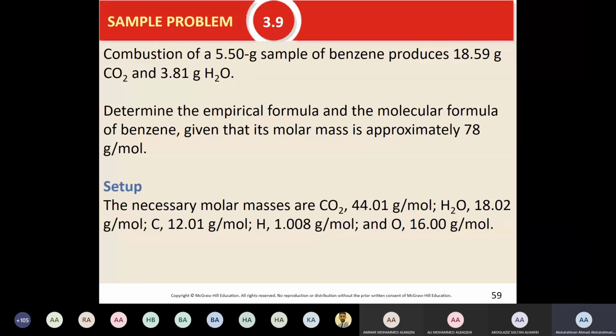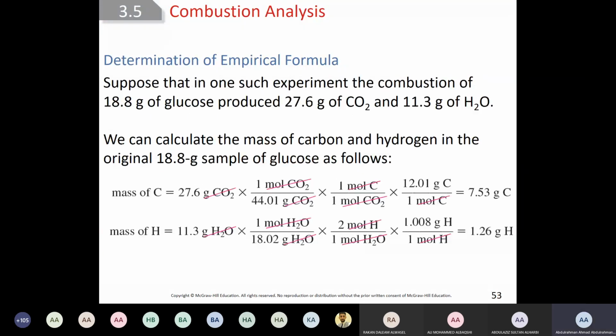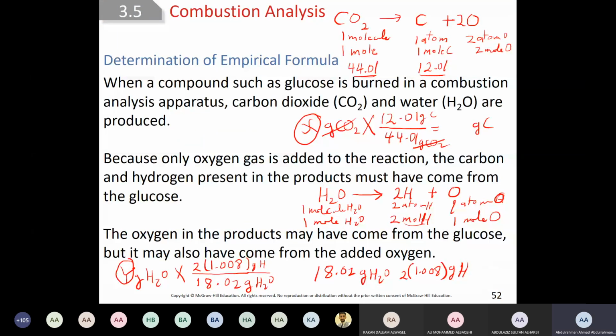From now I have 18.59 gram CO2. How can I find gram carbon? What does it equal to? How many gram carbon? 12.01. 18.59, whatever is given to me now, that's X. Now this one is the X that I showed you just a while ago, and this one is the Y in this reaction here. This is the X, and this is the Y. Clear?